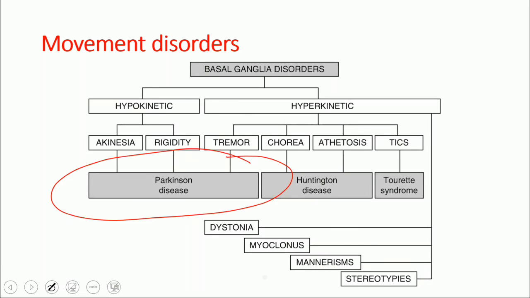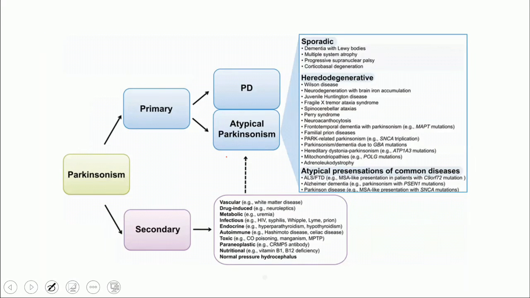Right. So having talked about that introduction, the main classification into hyperkinetic and hypokinetic, let's now move on to discuss a little bit more. So let's talk about Parkinson's.